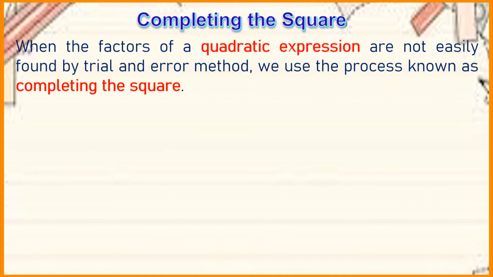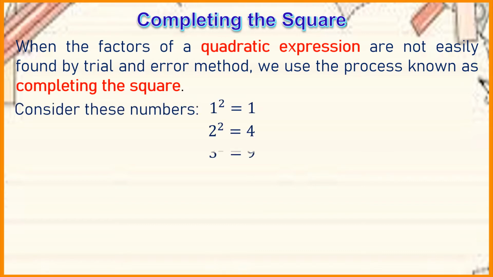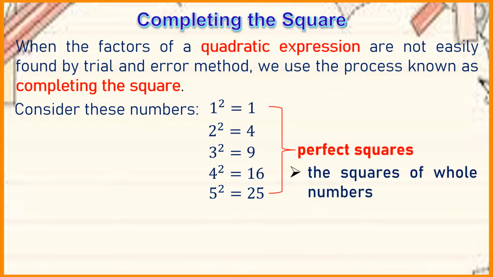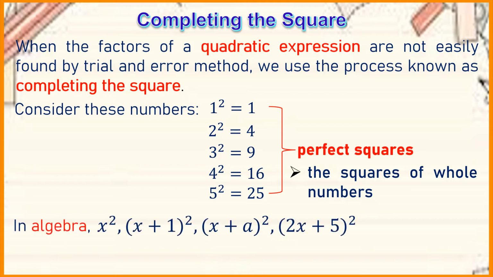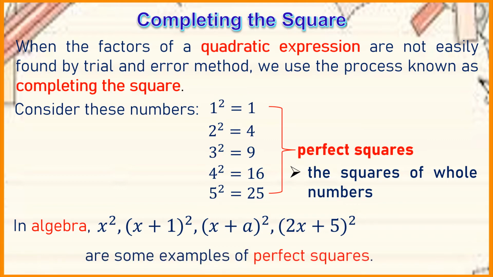Completing the square. When the factors of a quadratic expression are not easily found by trial and error method, we use the process known as completing the square. So consider these numbers. 1 squared is equal to 1, and then 5 squared is equal to 25. These numbers are called perfect squares because they are the squares of whole numbers. In algebra, x squared, (x plus 1) squared, (x plus a) squared, (2x plus 5) squared are some examples of perfect squares.